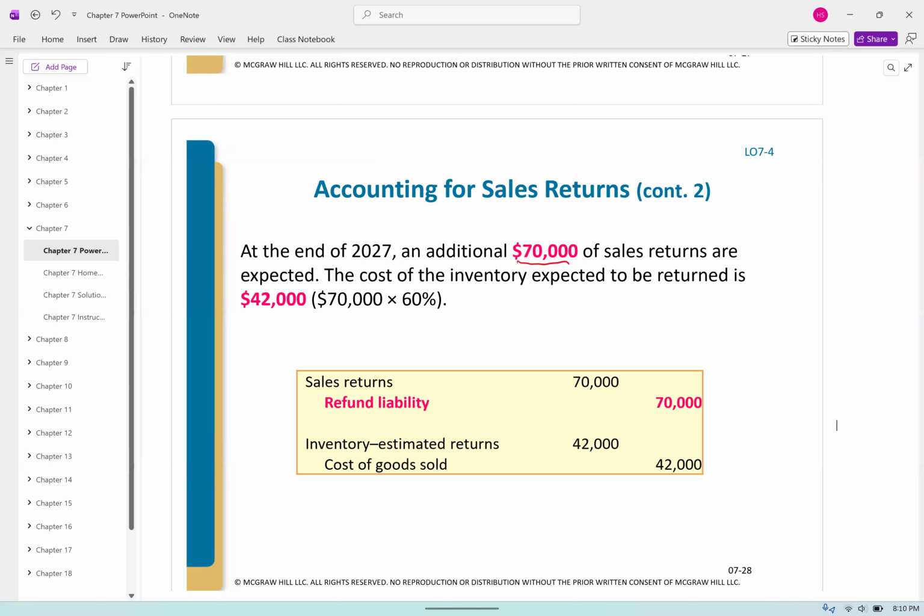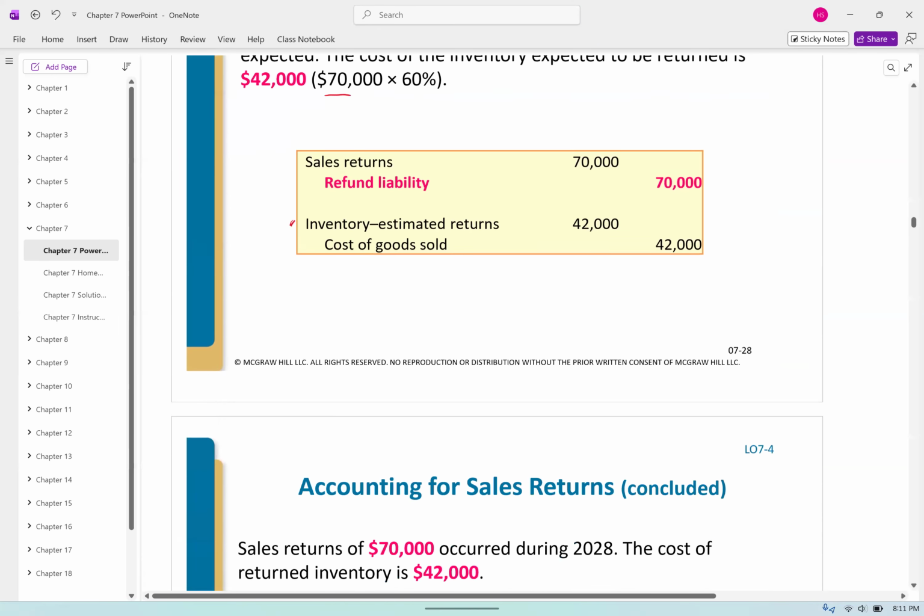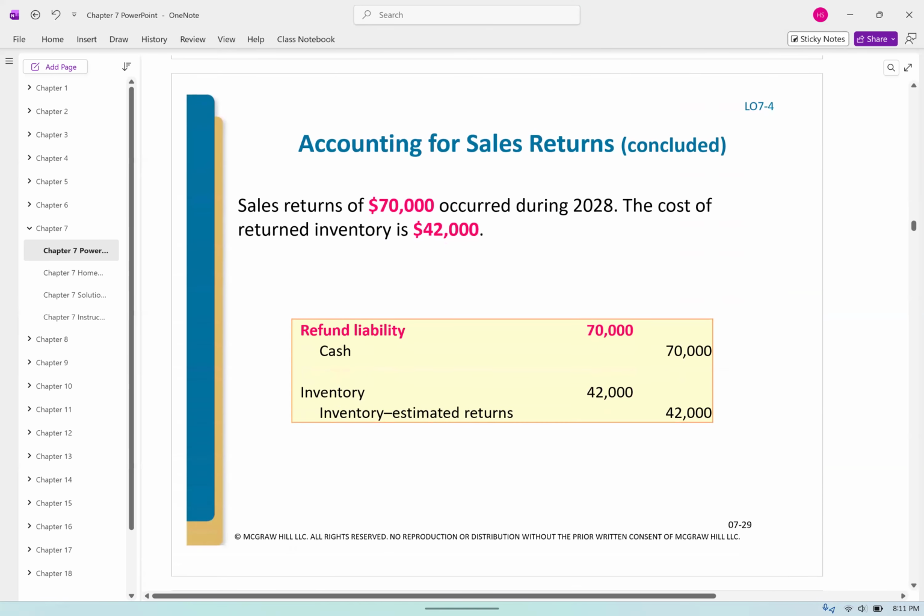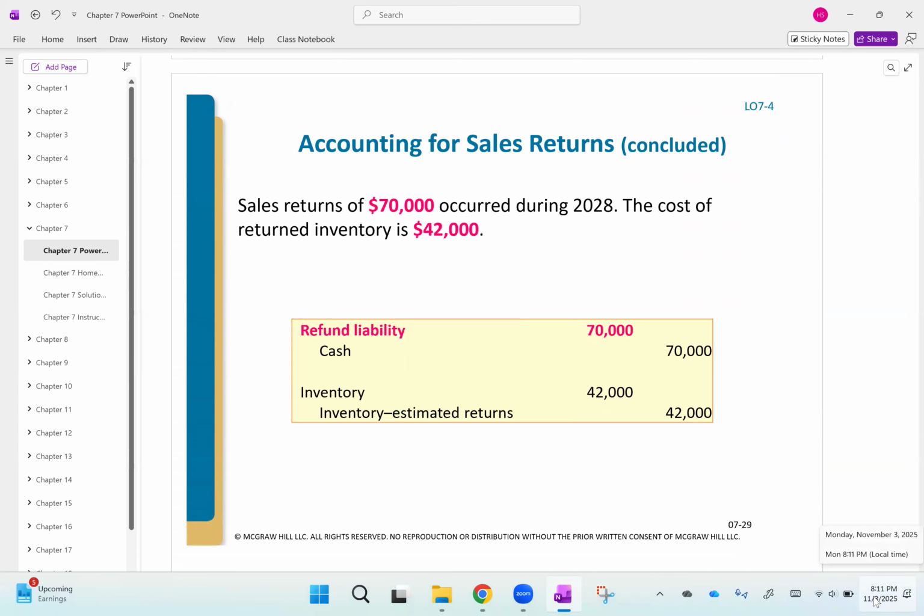Okay, so the 42,000 came from 70 multiplied times 60%. So we are debiting an account called inventory estimated returns. We don't have the inventory yet, but we're expecting it. We're going to go ahead and take that cost of goods sold down by that 42,000 as well. So then when that sale actually takes place, we'll do a little bit of a reverse.